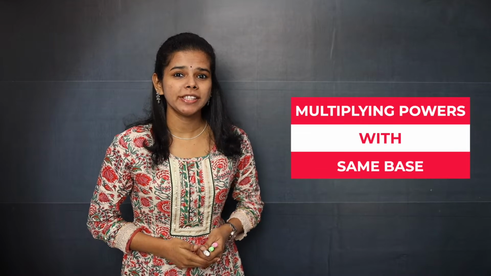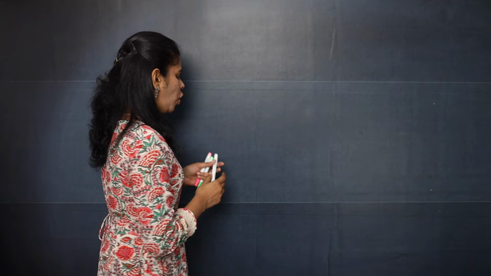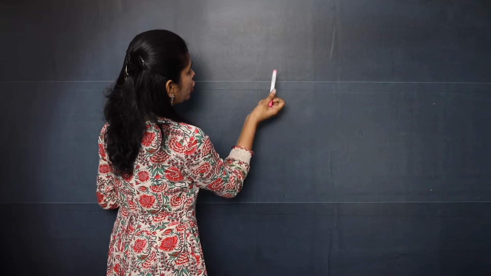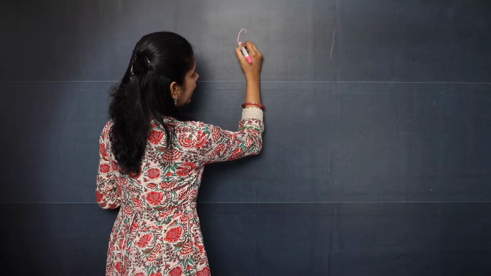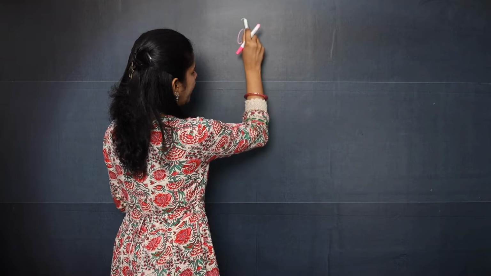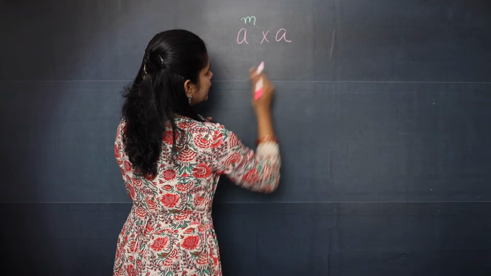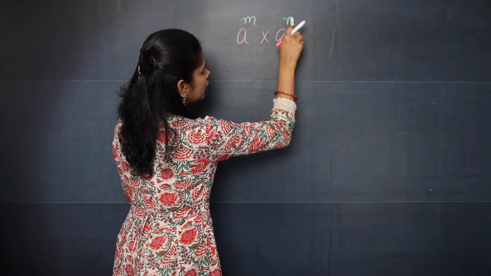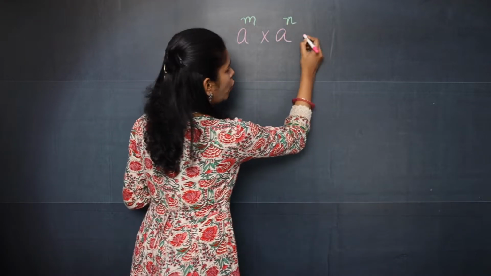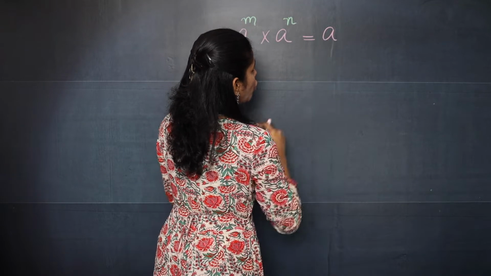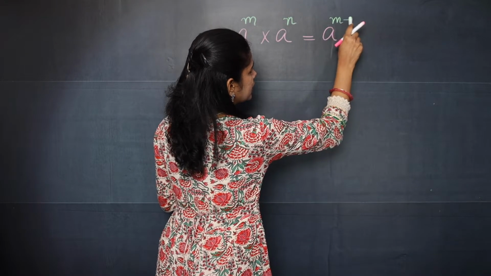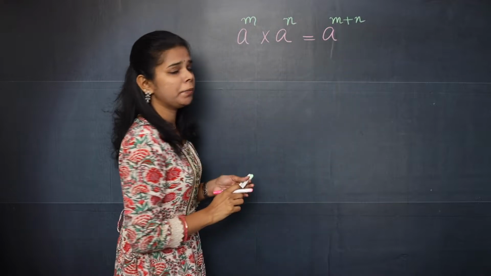The first law is multiplying powers with the same base. Let us take a to be a non-zero integer. So I'm going to mention the first law as a raised to m multiplied by a raised to n. So this is equal to a raised to, you will add the powers, so that is m plus n.